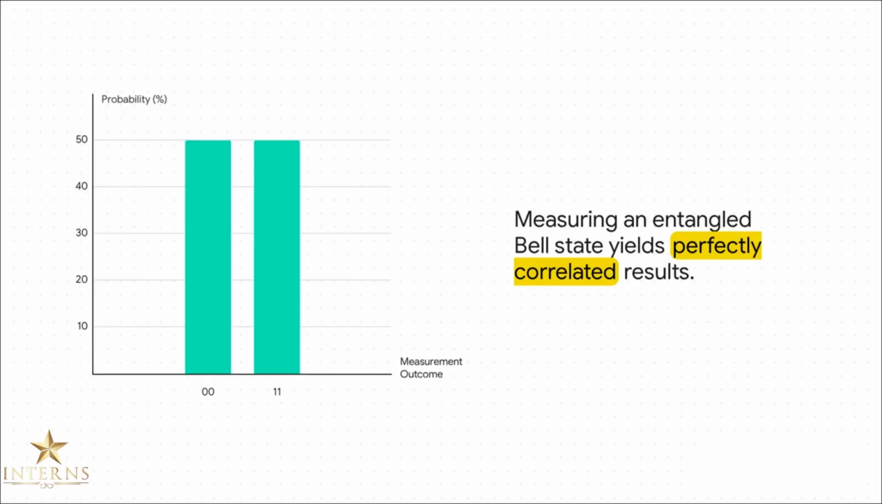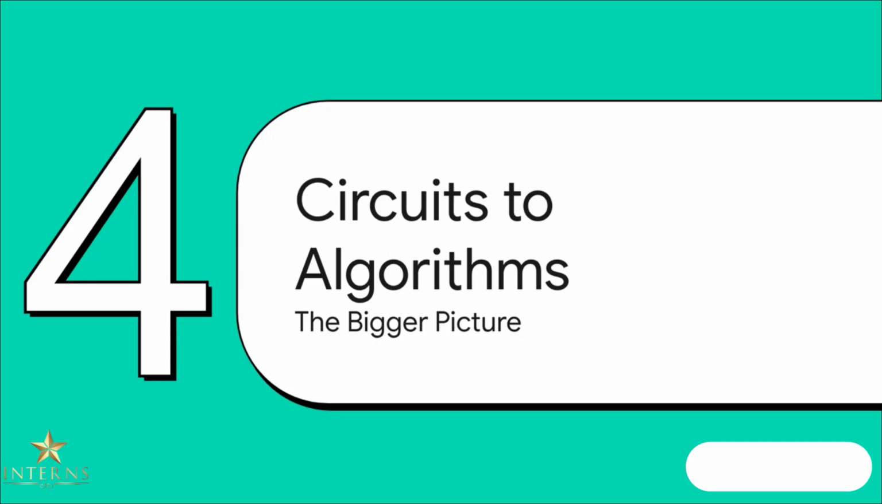Now, this simple recipe creates something famous called a Bell state, and this chart shows the incredible result. When we measure these two qubits, we only ever get two outcomes. Either they are both 0 or they are both 1, each with a 50% chance. Notice what's missing? We never get a mixed result like 0-1 or 1-0. Their fates are now perfectly linked, no matter how far apart they are. That is entanglement.